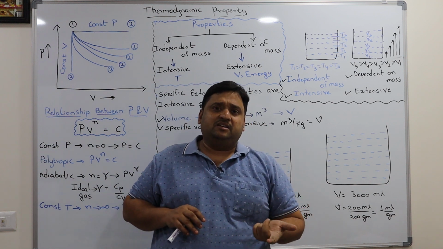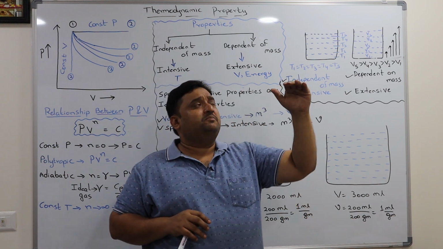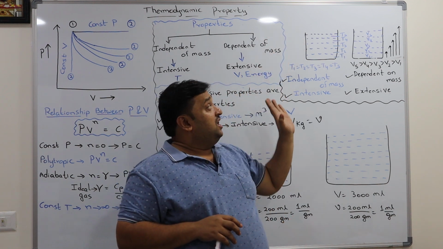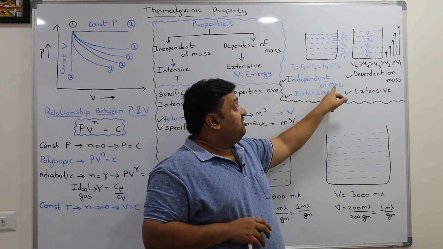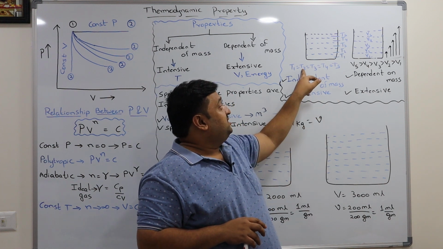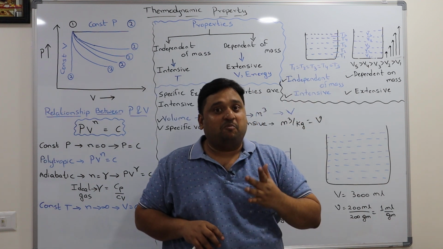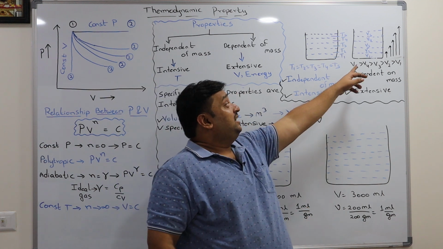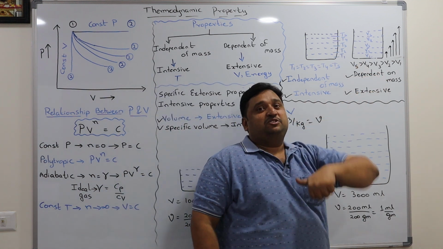Whether it is 1 liter, same temperature. If it's 2 liters I am considering, the same temperature. If it's 3 liters I am considering, the same temperature. That is why it is called independent of mass, and temperature is named an intensive property of a system. In a similar way, let us define what is an extensive property.